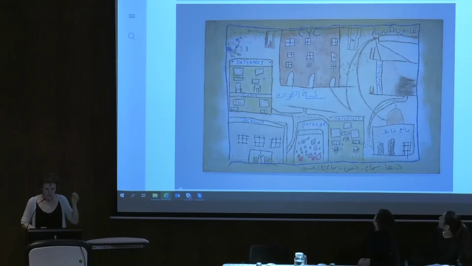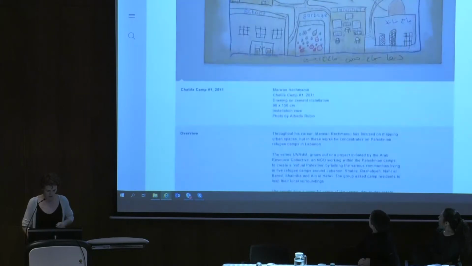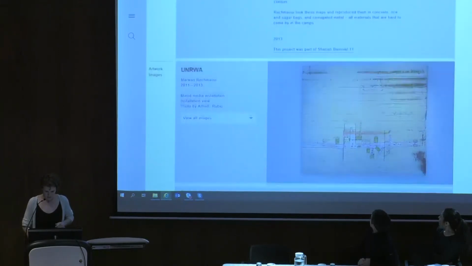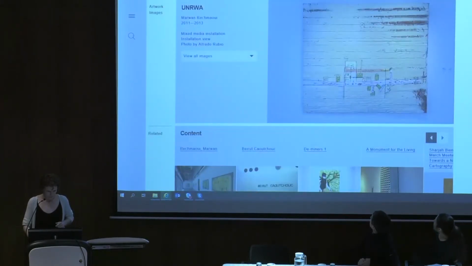And he enlarged them and put them on materials that are also found in the camp. So this one is on concrete, and some of them are on corrugated iron. So this is another one. Let me see if I can find more.